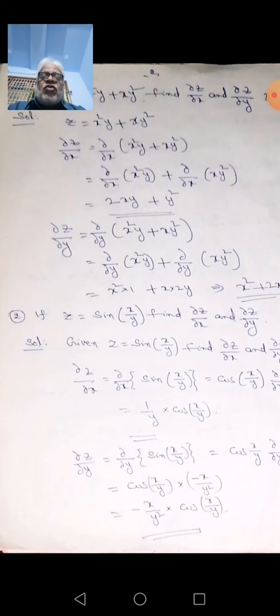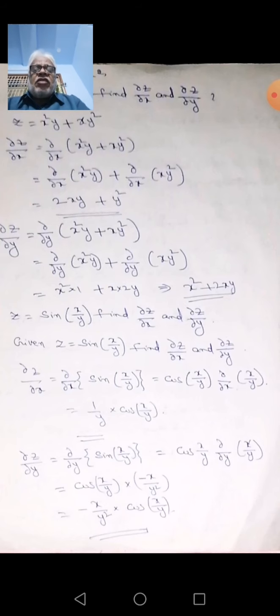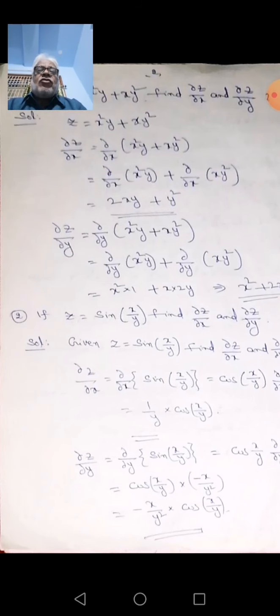So dou by dou y of x square y means y is the variable and x square is treated as a constant. The derivative of y is 1, so that gives x square, plus xy square, where x is treated as a constant and the derivative of y square is 2y, so it is equal to x square plus 2xy. That is x square plus 2xy. Both are not the same, they differ. Dou z by dou x is different from dou z by dou y. So these are the derivatives dou z by dou x and dou z by dou y.